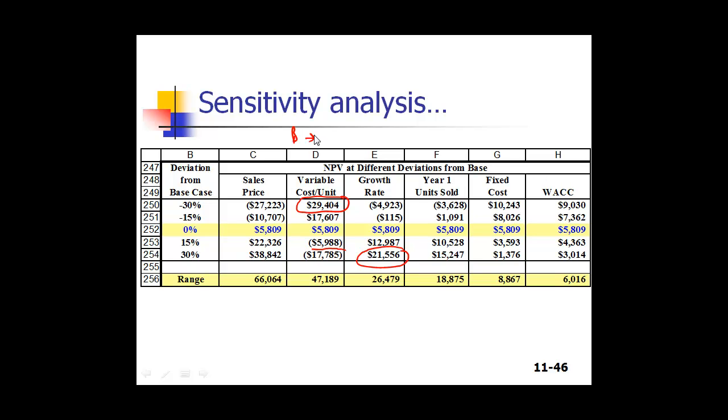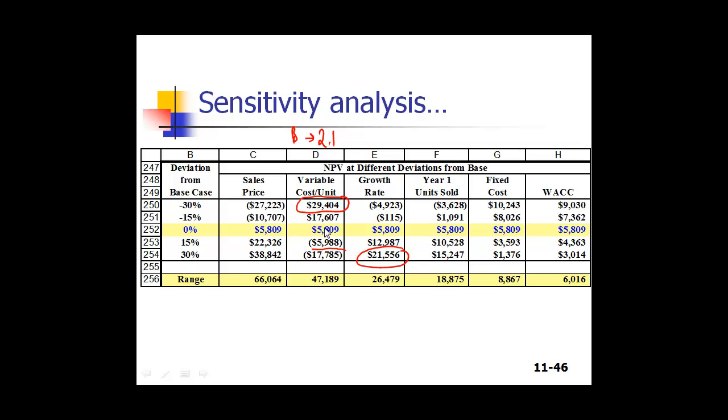Anybody remembers what our base case was, how much was our variable cost? The selling price. 2.1. Exactly. The base price for variable cost was 2.1. So how do we get 29404? Under what circumstances?